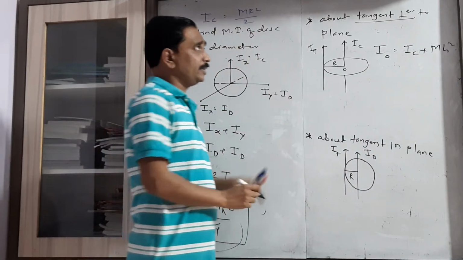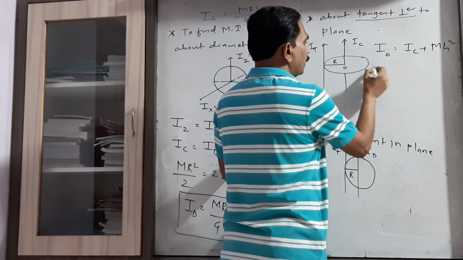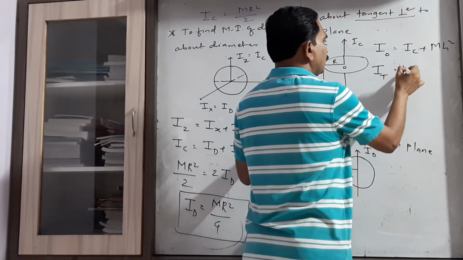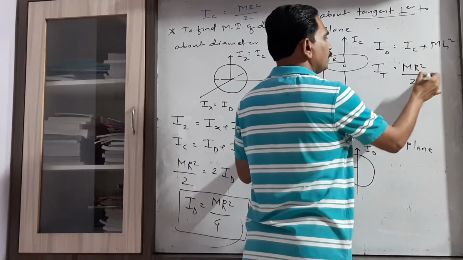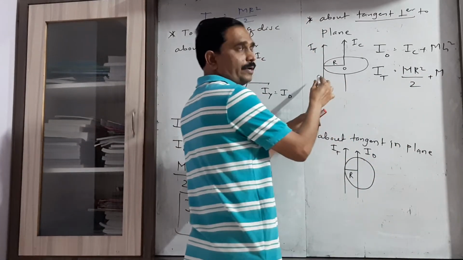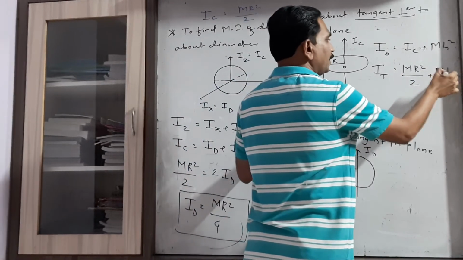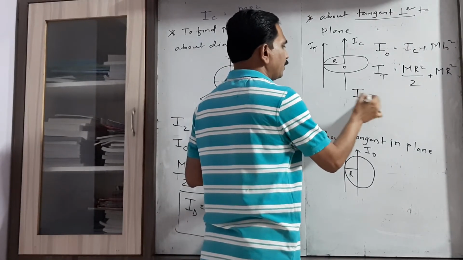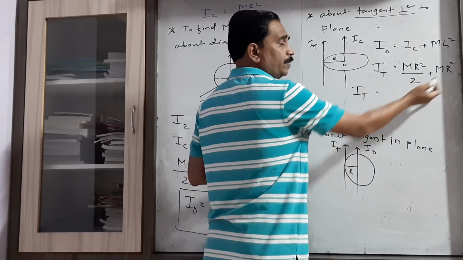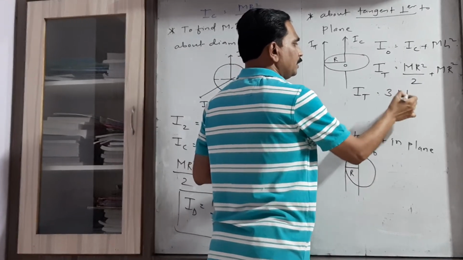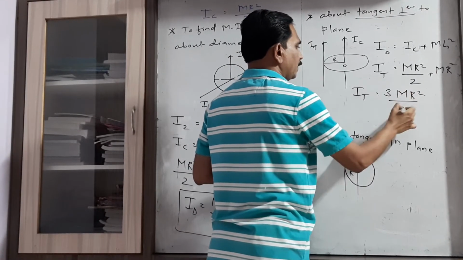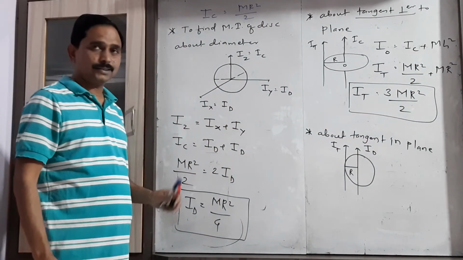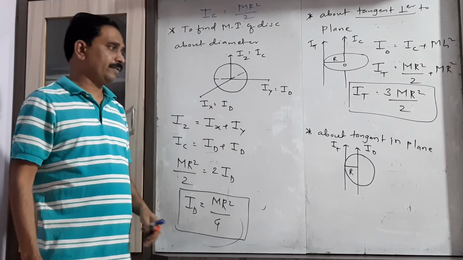Now you have to put the 3 values. Io equal to It, about tangent, Ic equal to mr square by 2, and the distance between the 2 parallel axes is r. So I put h equal to r. So I write here It equal to mr square by 2 plus mr square. It becomes 3 by 2 mr square. So that is the second formula, for the moment of inertia of a disk about tangent but perpendicular to plane.